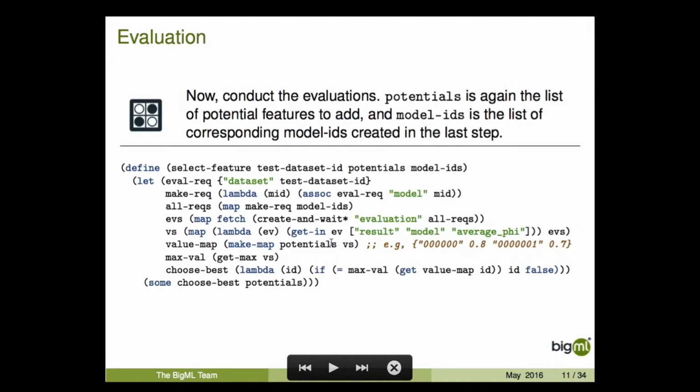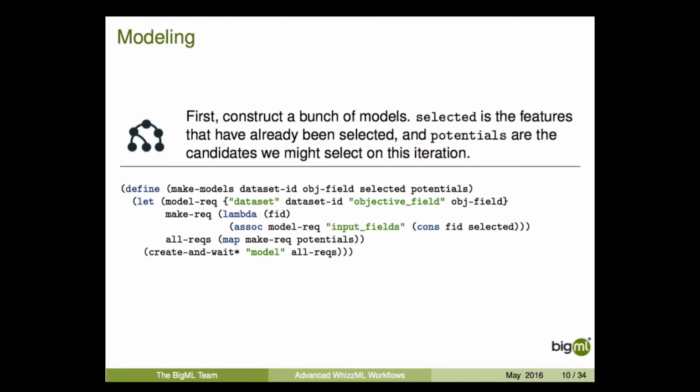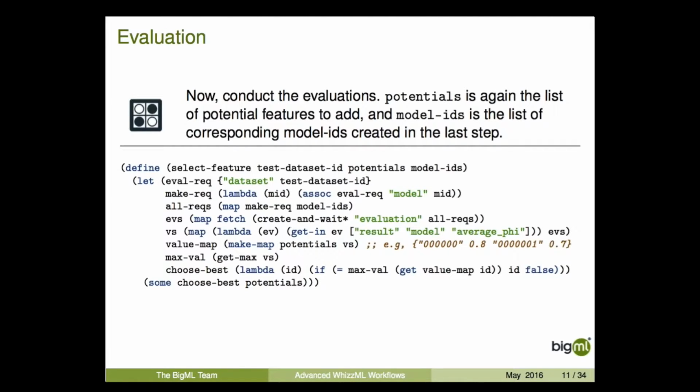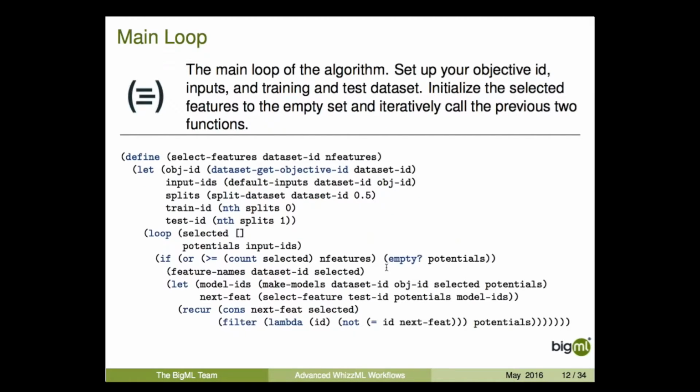And then the last couple of things we have to do here are pull out the max value from that map and then choose the best feature based on the value it's been given in the map. And so that's basically the main work of the algorithm. We have to make these models, one for each feature, and then we have to conduct evaluations over those models. Again, one evaluation per each model that we just learned. And so the main loop of the algorithm is pretty simple once you have those two steps defined.